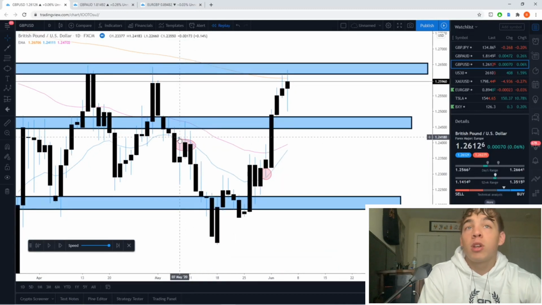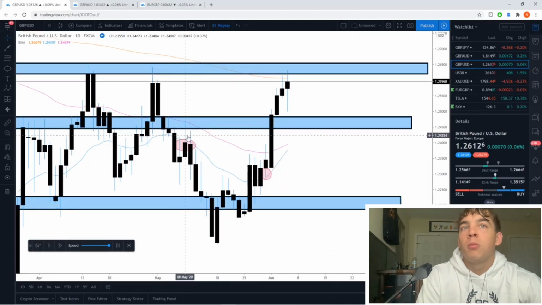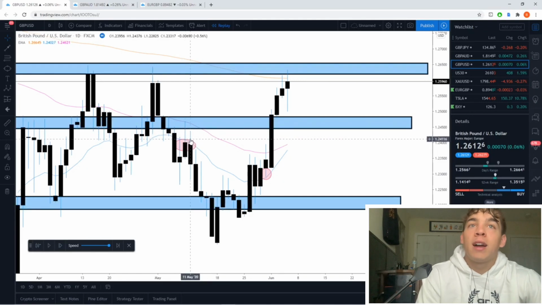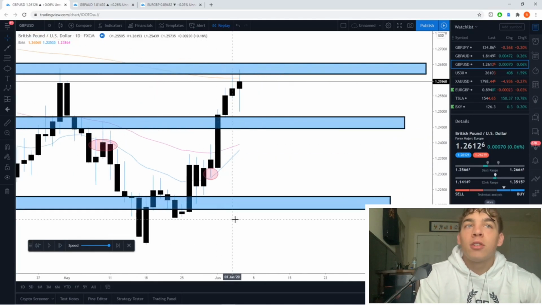Right here we have what we call a 3-bar play, which is pretty much a reversal signal on a higher time frame. Then we see a push to the downside.